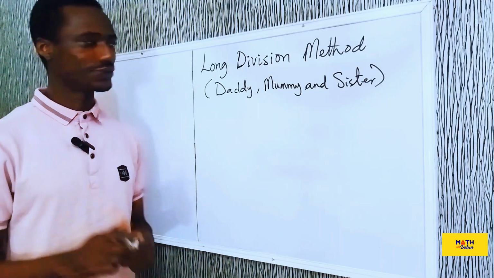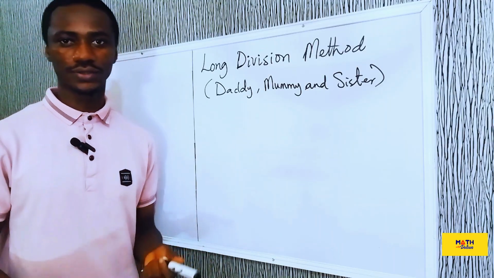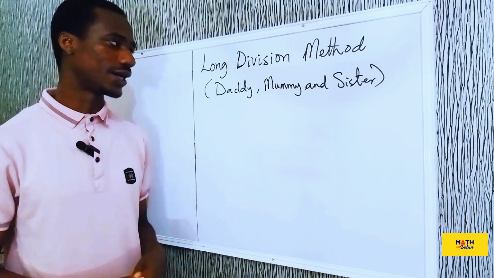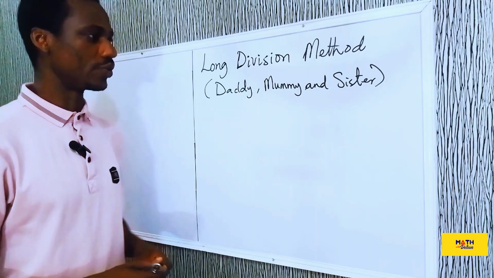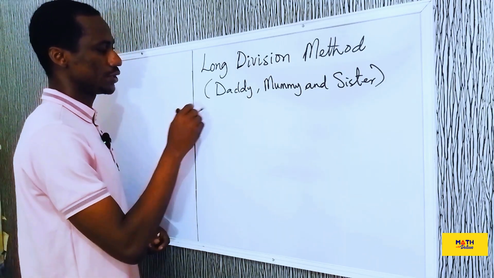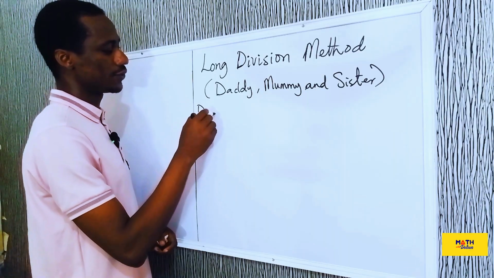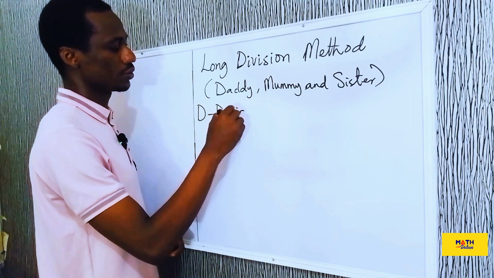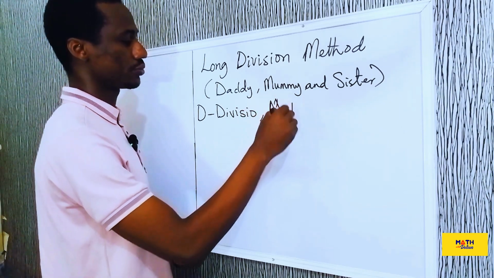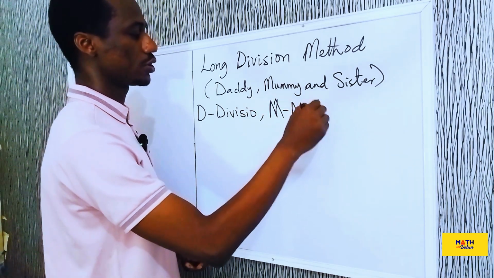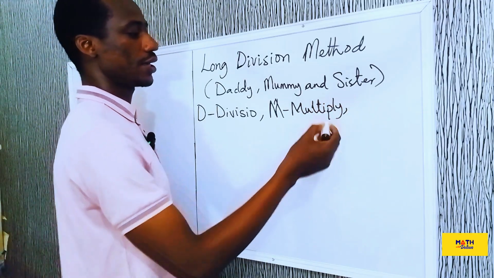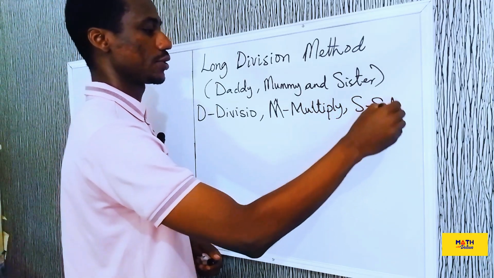Today I want to explain the long division method using the Daddy, Mommy, Sister strategy. Let's see what Daddy, Mommy, Sister stands for. D, Daddy, is for division. Mommy is for multiplication. Multiply. Let me just write multiply. And Sister is for subtract.